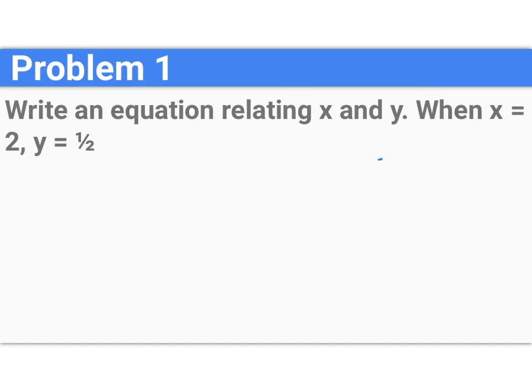Write an equation relating x and y when x equals 2, y equals 1/2. So we know that y equals k over x. When y is 1/2, x is 2. So if we cross multiply, multiply by 2, k equals 1. So y equals 1 over x. Okay, that's our equation.